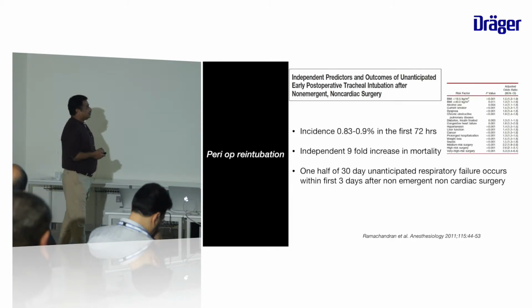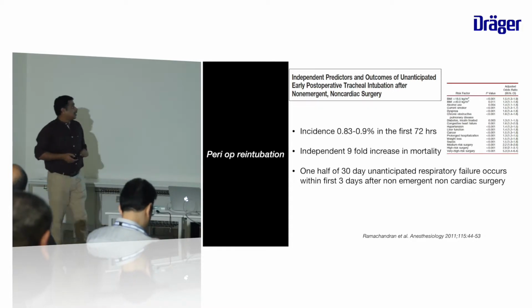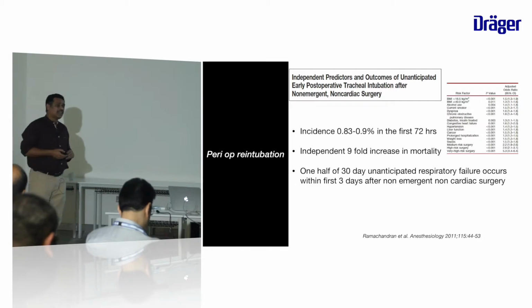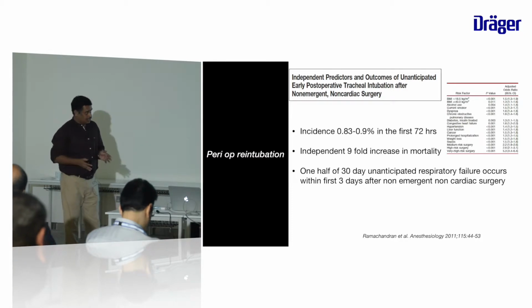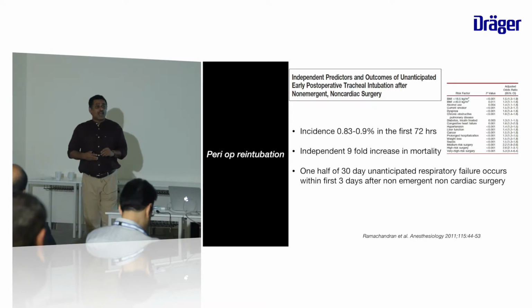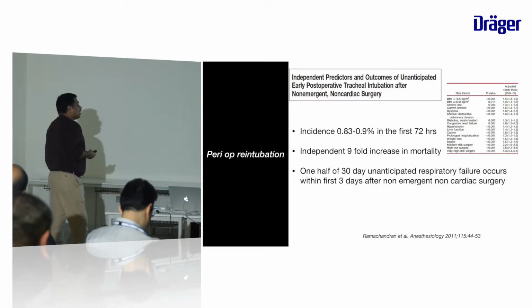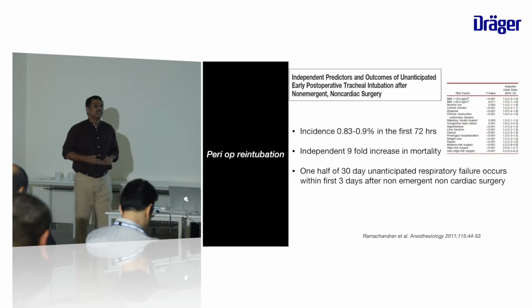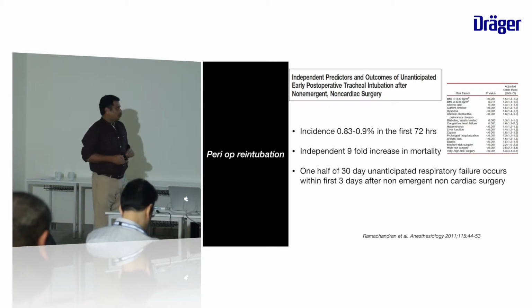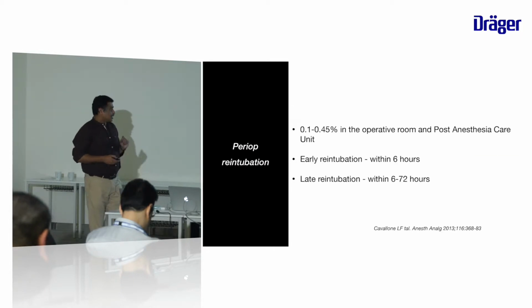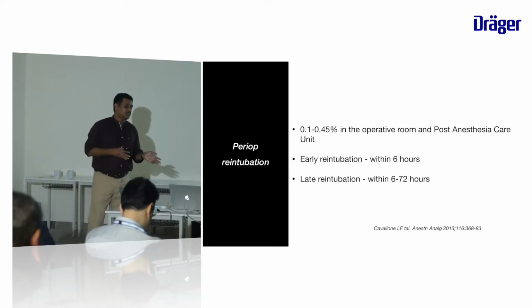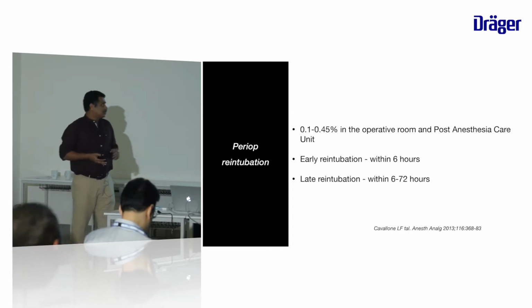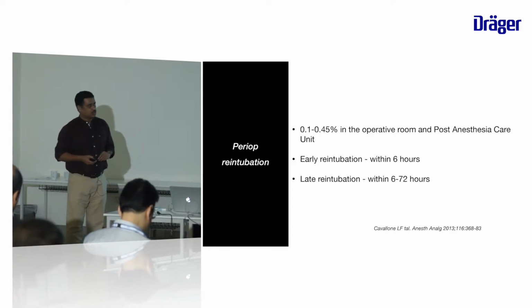Coming to the perioperative period, Ramachandran et al. studied the independent predictors and outcomes of unanticipated tracheal reintubation immediately after surgery up to 30 days. They found that the incidence is around 1% in the first 72 hours, it increases the mortality by 9-fold, and half of the cases occur in the first 3 days of the postoperative period. In another study, they found that the incidence is around 0.5%, and they classified reintubation into 2 types: early, which occurs within 6 hours, and late, within 6 to 72 hours.